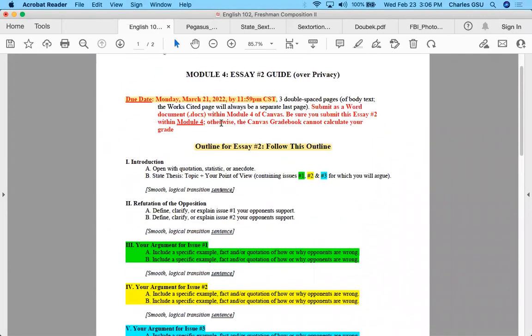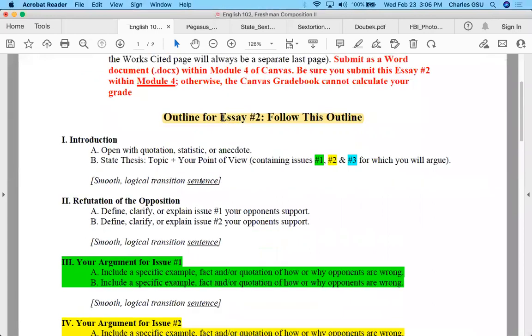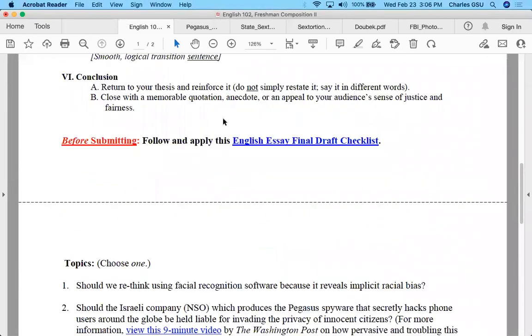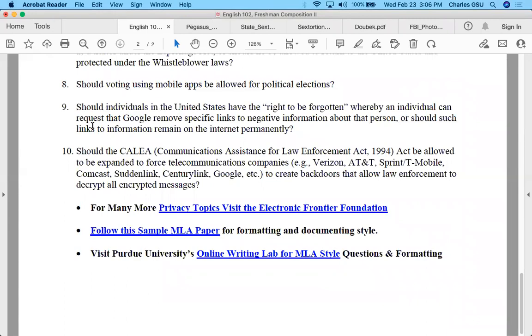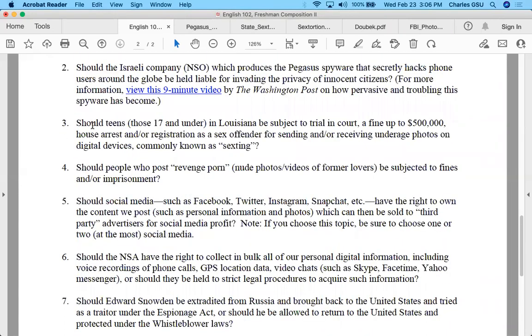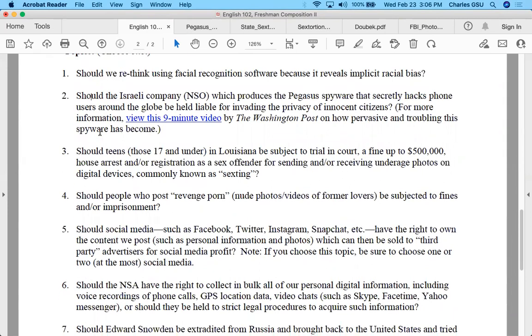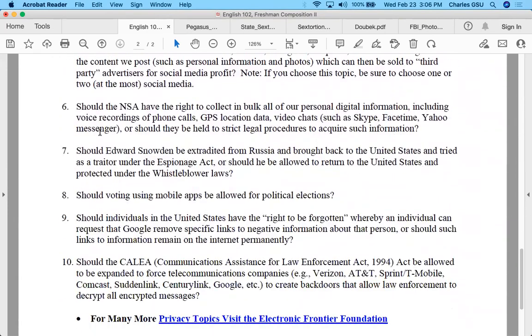Okay, on page 1 here, this essay guide is the outline, the same one for essay number 2 and essay number 1. And on page 2 here are topics. And I think there's 10 topics here. You can choose one of these. And they're all fairly widely ranging. And I'm going to go through a couple in a little bit of detail here in a moment.